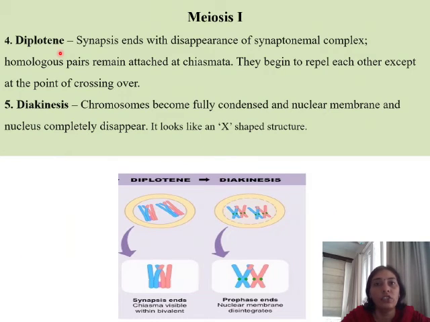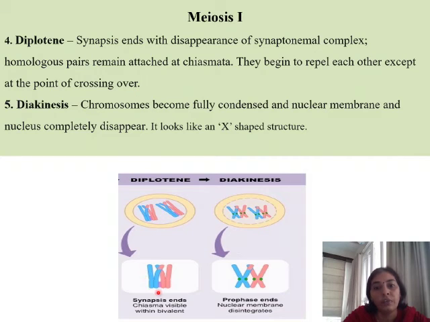The fourth stage of prophase 1 is called diplotene. Now during diplotene, synapsis ends. So now the exchange of genetic material has already taken place. And synapsis ends with disappearance of the synaptonemal complex. Homologous pairs remain attached at chiasmata. They begin to repel each other except at the point of crossing over.